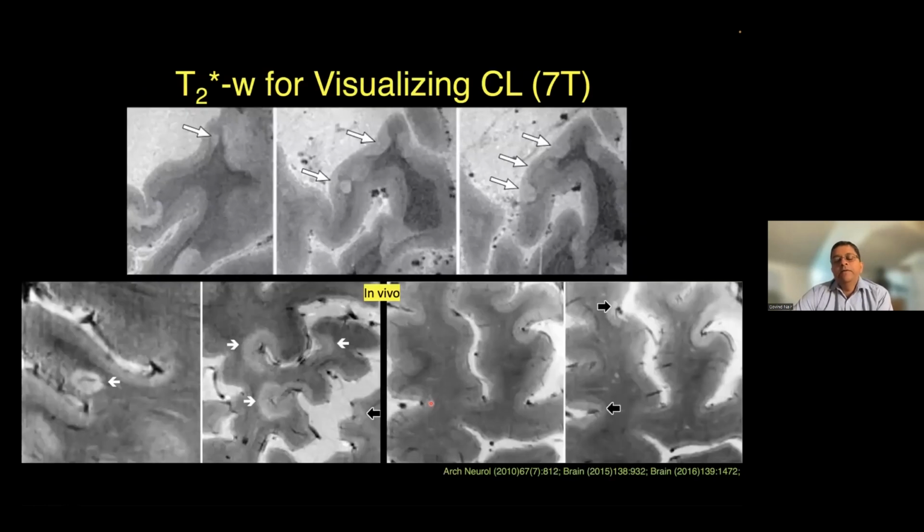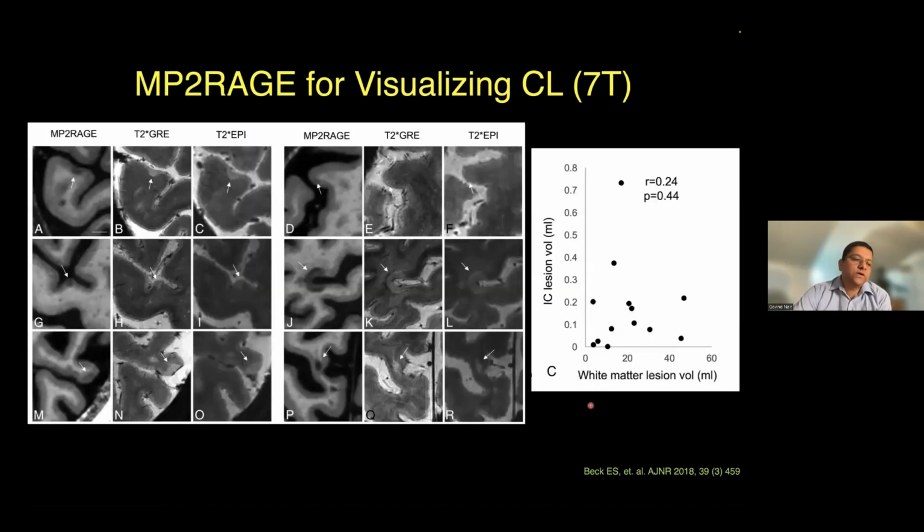But what we also know is that the higher the field strength, the better it is for detecting these cortical lesions. So this study uses T2 star weighted imaging. And here you can see, this is postmortem up here, and this is in-vivo scans up here. And you can see these bright regions that correspond to cortical lesions. So this is definitely promising, but this is high field, and high field may not be accessible to a lot of people. So we wanted to come up with some sort of technique to bring this imaging to low field.